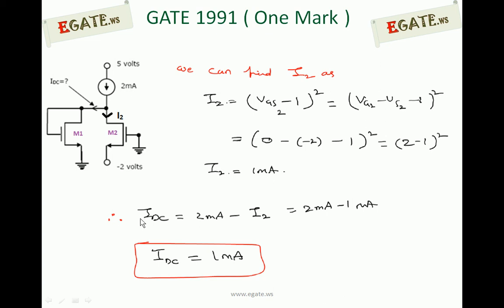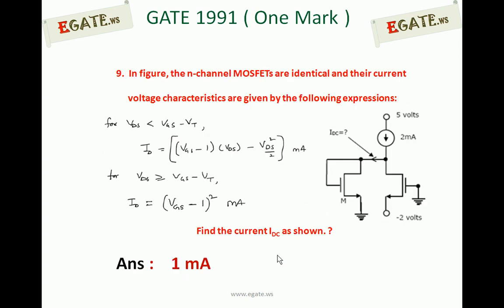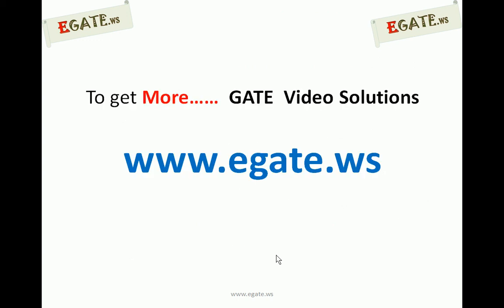According to KCL, IDC is 2 milliamperes minus I2, 2 milliamperes minus 1 milliampere, which is 1 milliampere. So the required current IDC is 1 milliampere. So the correct answer for the given question is 1 milliampere. Thank you.